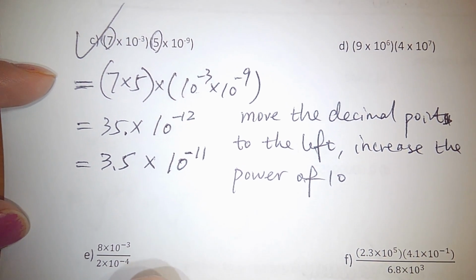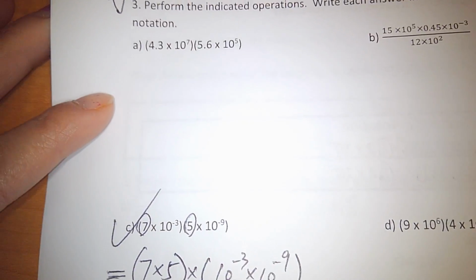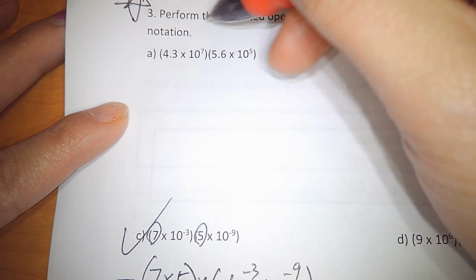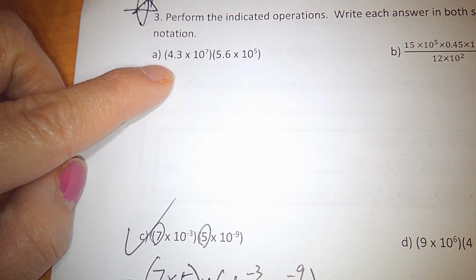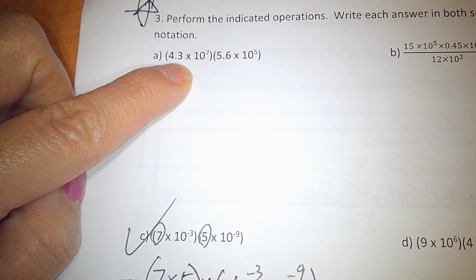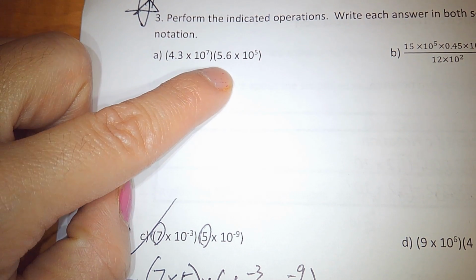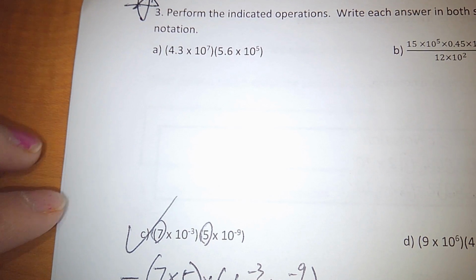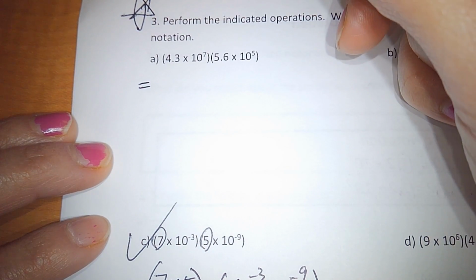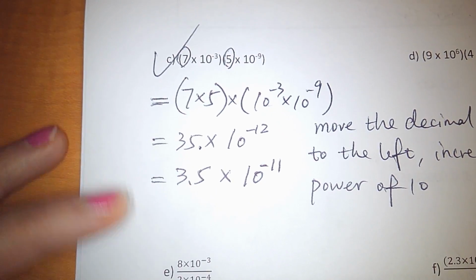Okay, now I want you to try question A. I'll give you a couple minutes to try question A, this multiplication: 4.3 times 10 to the 7 times 5.6. Jose? So we're not actually writing out the number, or we are? Oh yeah, yes we are, thank you.